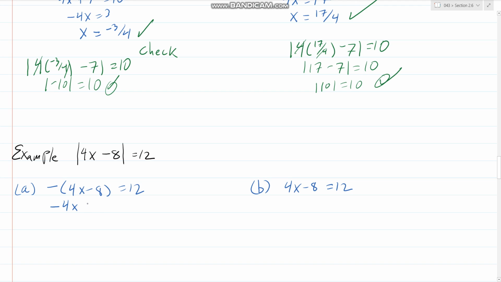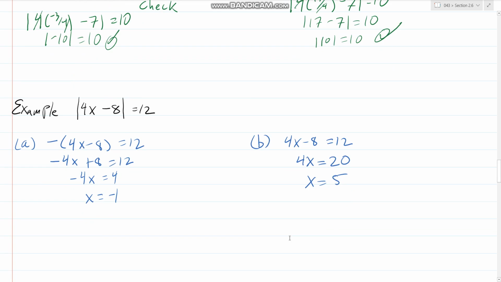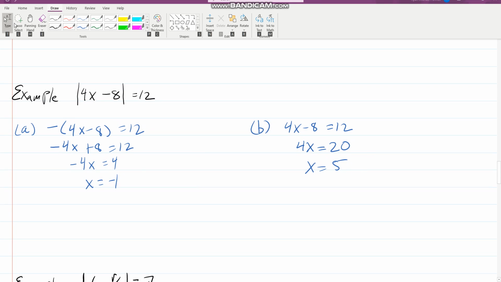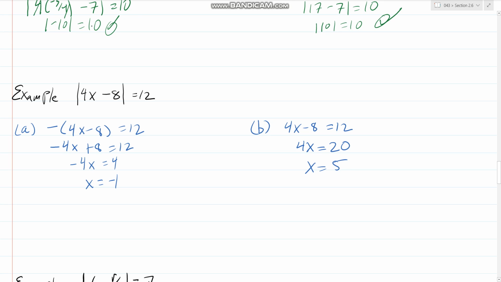So let's see what happens. Negative 4x plus 8 equals 12. Then I can subtract 8 on both sides, and that would give me negative 4x equals 4. I can divide both sides by negative 4, and that gives me x equals negative 1. Okay, now if I add 8 to both sides, it looks like I get 4x equals 20, and then I divide both sides by 4, I get x equals 5. So I should probably check both of these and see if they work. I'm going to switch colors to signify that we are checking our work, but let's see.